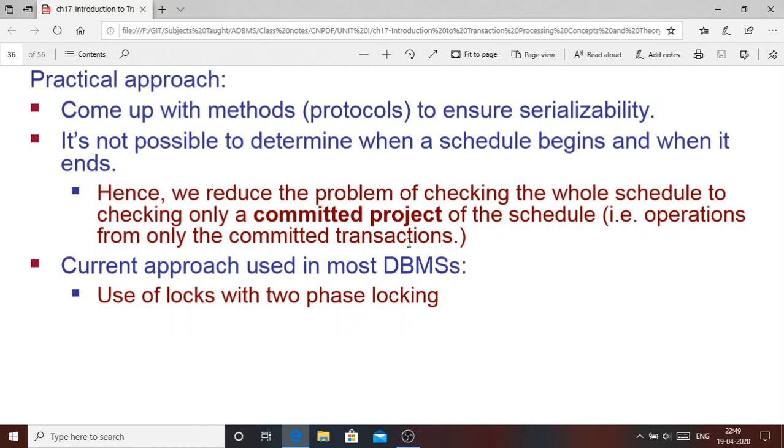Now, the current approach used in most DBMS to check for serializability is basically the use of locks with two-phase locking. We will come into this. What is the use of locks with two-phase locking? So these are the current approaches which are used to ensure the serializability of the schedules in the DBMS software.